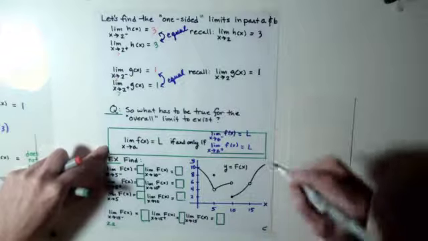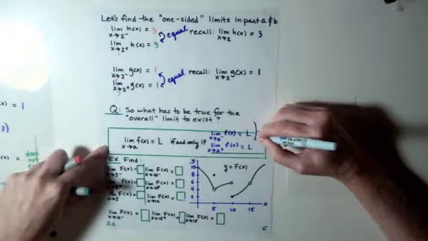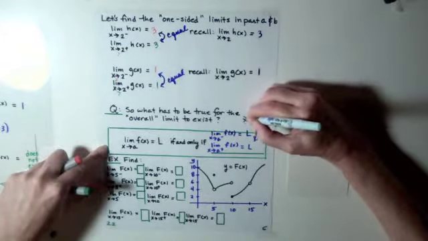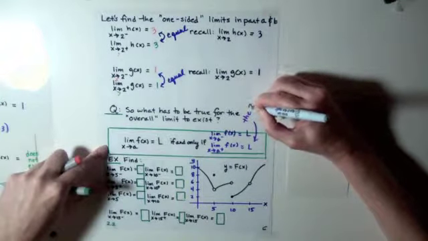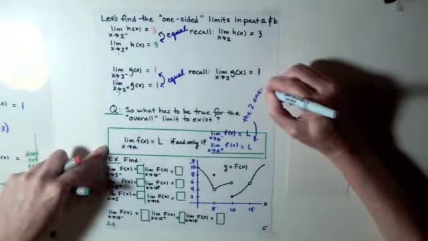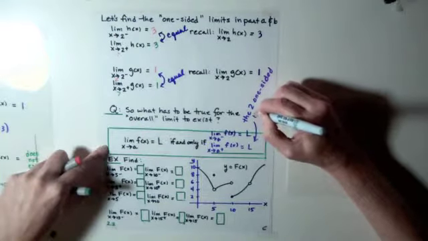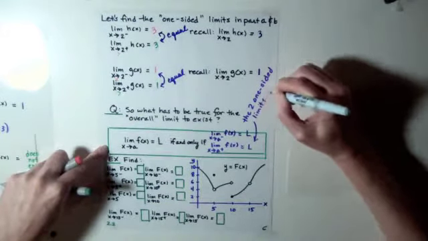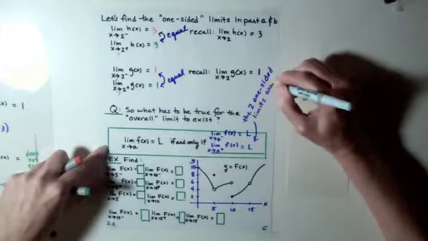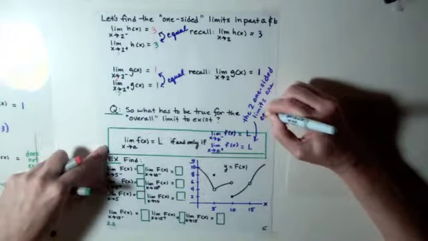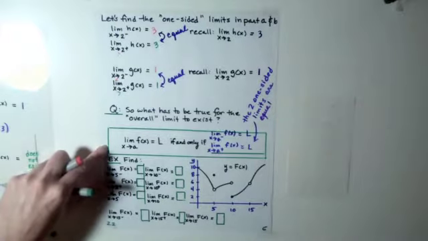In other words, it's true if and only if the two one-sided limits, the limits from the left and the right, exist and are equal. They have to be the same number.